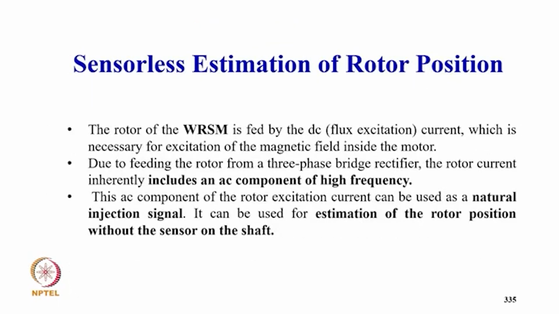So now coming to sensorless estimation of rotor position, the rotor of the wound rotor synchronous motor is fed by DC flux excitation current, which is necessary for excitation of the magnetic field inside the motor. And due to feeding the rotor from a three-phase bridge rectifier, the rotor current inherently includes the AC component of high frequency, and this AC component of rotor excitation current can be used as a natural excitation signal. It can be used for estimation of the rotor position without the sensor on the shaft.